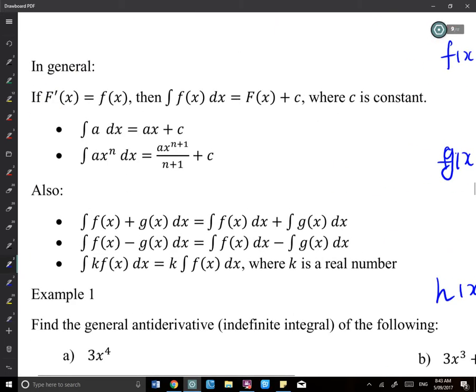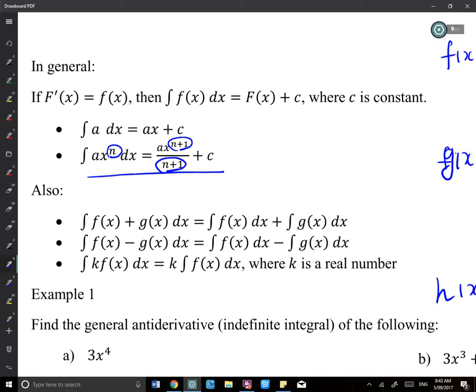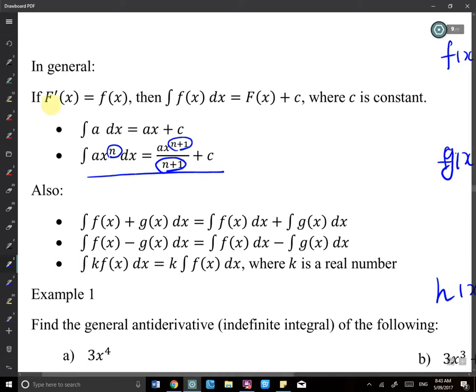So the formula will be here. If you have n, you go n plus 1 first, and then you divide by n plus 1. If you have n here, you go n plus 1 first, and then you divide by n plus 1.